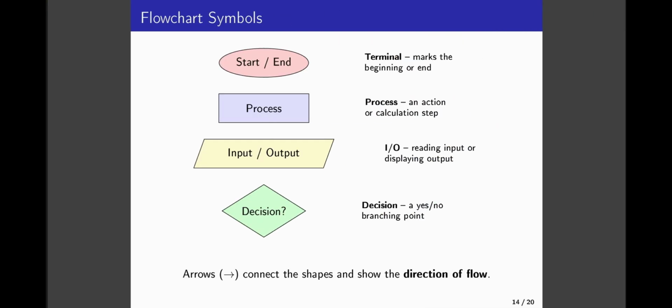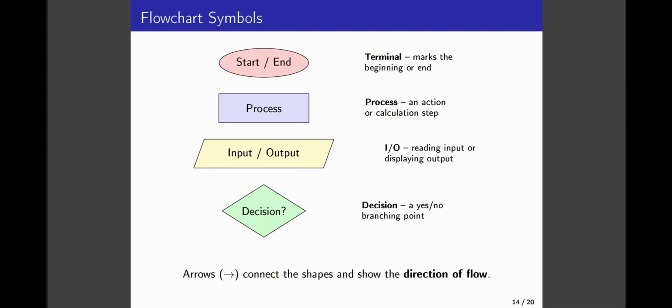So which flowchart symbols do we use? The shapes that I have given here are different for each step in our flowchart because each shape has a specific meaning. This oval shape represents the terminal. It marks the beginning or end of a flowchart. So you will see it labeled start or end.